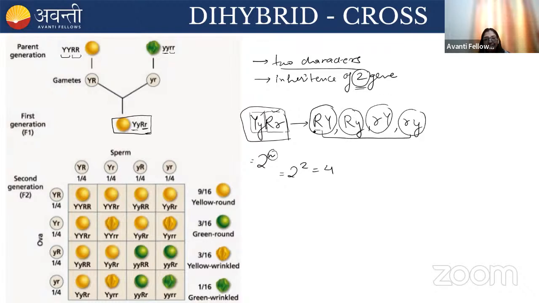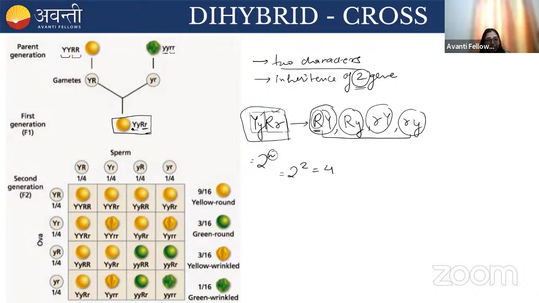and this is 4. This capital R can go with capital Y or small y. They are independently assorted. This capital R is not influenced by capital Y, or capital Y is not influenced by capital R. So during gamete formation, these alleles are assorted independently. And remember that the law of independent assortment is also not a universal law, because the exception to the law of independent assortment is linkage.